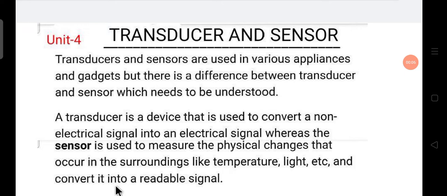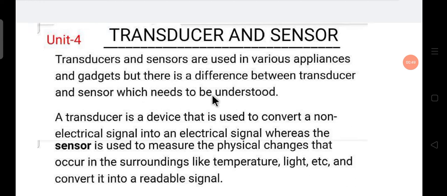From today we are going to start your unit 4, which is your last unit, and this unit is all about transducer and sensor. First of all, let us see what is a transducer and what is a sensor, what is the difference between the transducer and sensor, and what is the similarity between them. Transducer and sensor are used in various applications and gadgets, but there is a difference between transducer and sensor which needs to be understood.